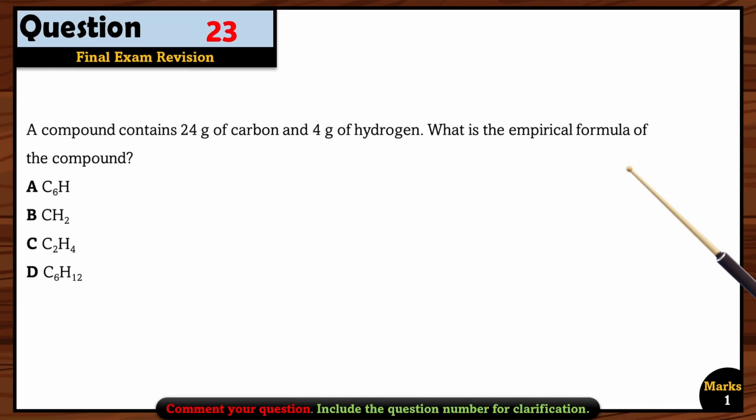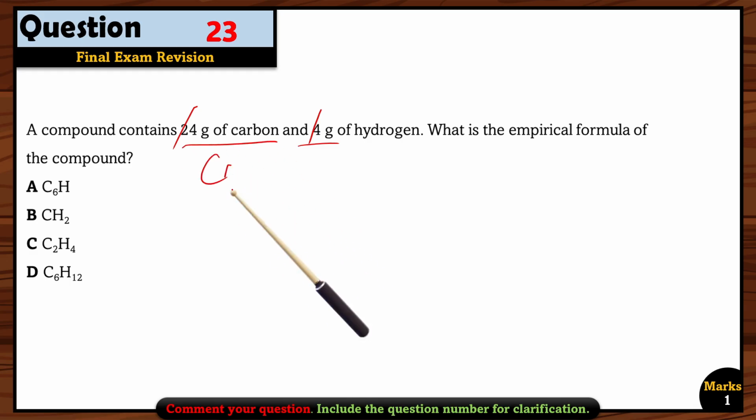Let's see another question. A compound contains 24 gram of carbon and 4 gram of hydrogen. What is the empirical formula of the compound? Most of the students make a mistake. They just cross multiply this one. They think 4 gram is hydrogen. So if 4 times 6 is 24, the carbon will be 6 and hydrogen will be 1. So they usually choose this formula, which is wrong. Empirical formula will always be decided by the mole number, okay?